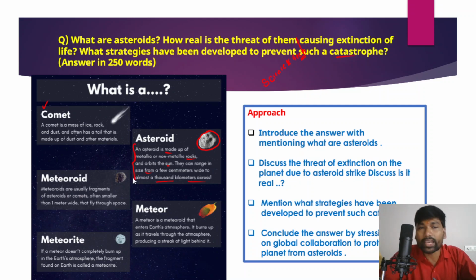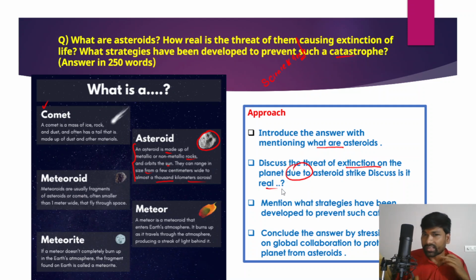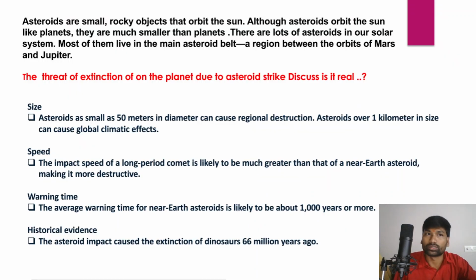Now what should be the approach to this particular question? You have to just introduce the answer by mentioning what these asteroids are, and then discuss the threat of extinction on the planet due to an asteroid strike. Discuss whether it is real, and then mention some strategies which are recently being adopted or developed to prevent such a large scale catastrophe, right? So you can also stress on the global collaboration to protect the planet from the impact of these asteroids in the conclusion. Now what are the asteroids?